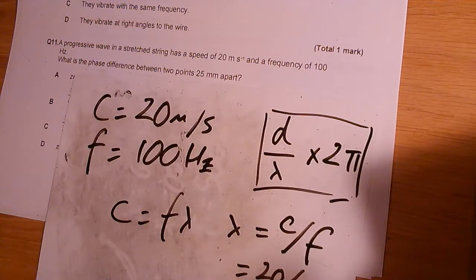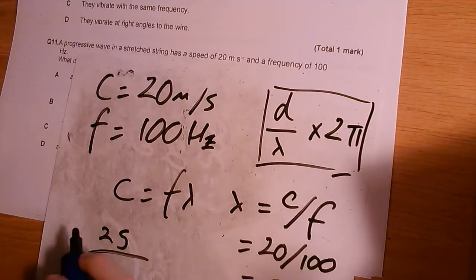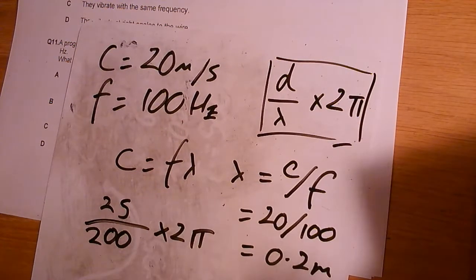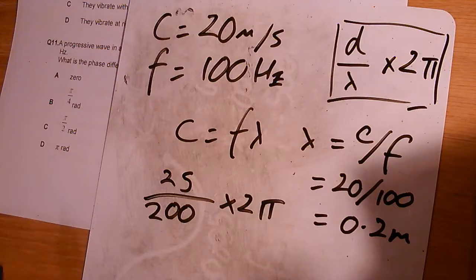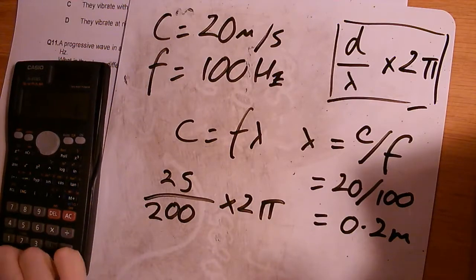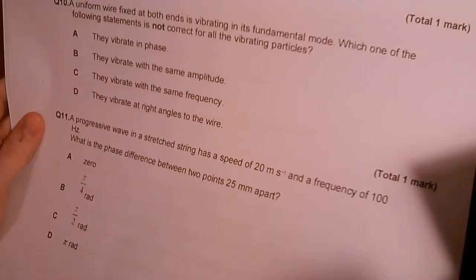25 millimeters is going to be D. So we've got 25, and we're going to divide that by 0.2 meters, which is going to be 200 millimeters. And then you're going to times the whole thing by 2 pi. Now you'll notice, of course, that these are in terms of pi anyway, so really what you're looking for is 25 over 200 times 2. And if we do that on the calculator, 25 over 200 times 2, which means it's pi by 4 radians.